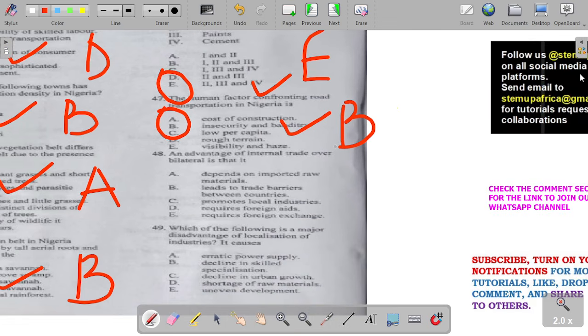48. An advantage of internal trade over bilateral trade is that it depends on imported raw material. No. Leads to trade barrier. No. Between countries. No. Promote local industry. Yes. Require foreign input. No. It promotes local industries.